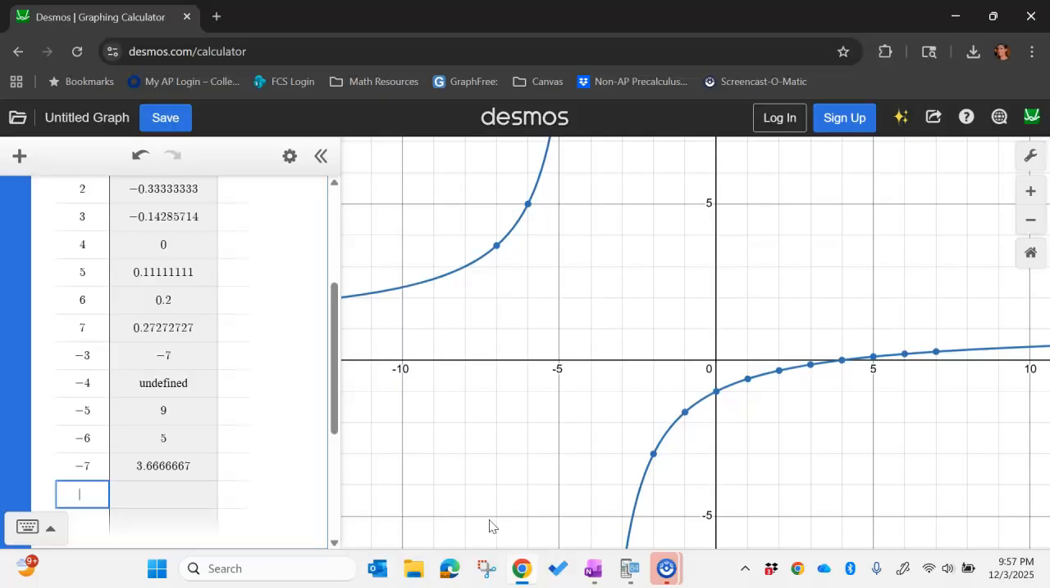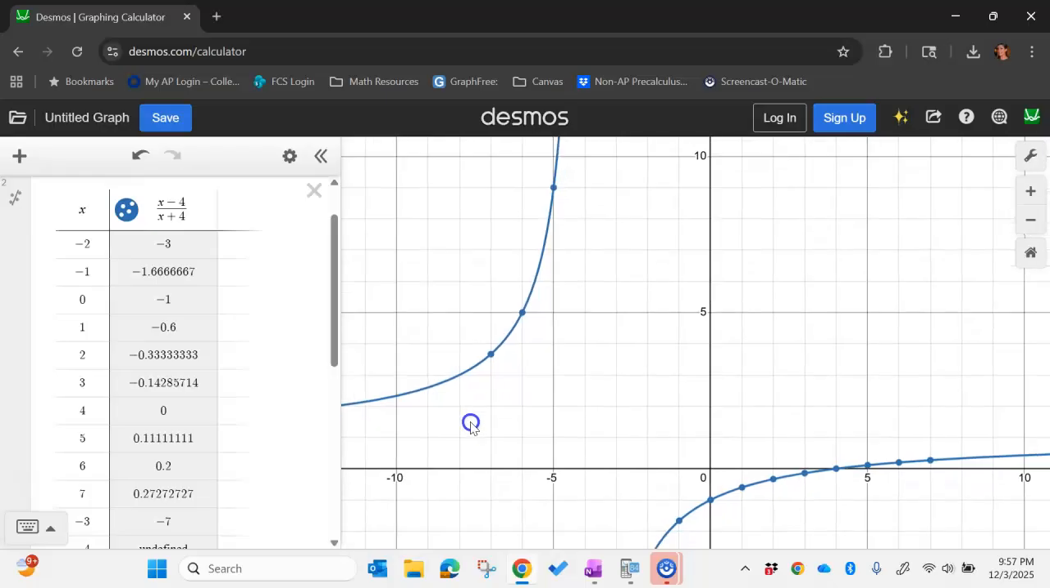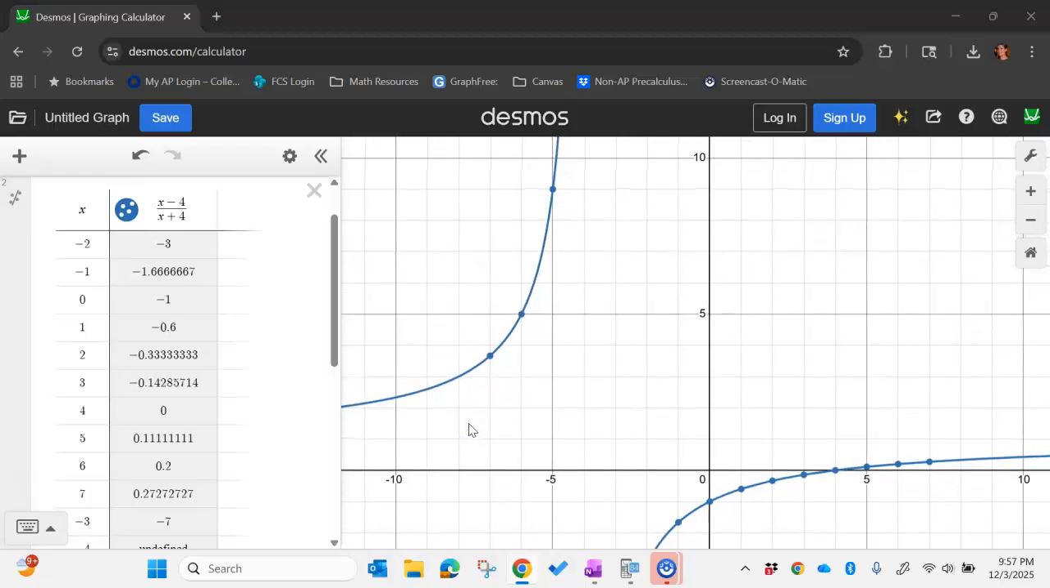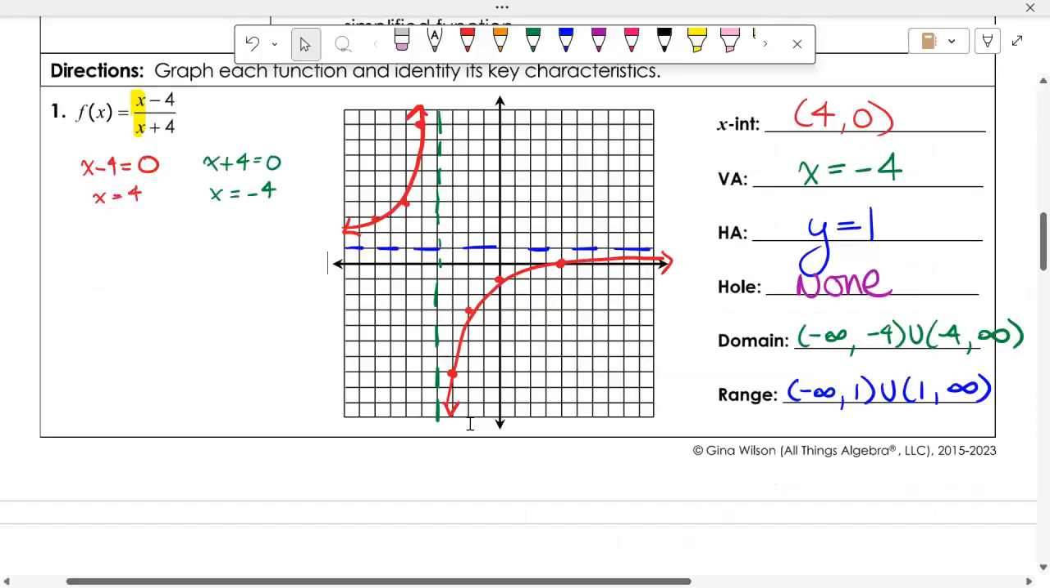Oops, didn't mean to zoom in there. But you can see that that's exactly what it's getting me, is these points right here. And that's really exactly the same thing as the graphing calculator. Okay, so that's that problem. Let's try a different one.